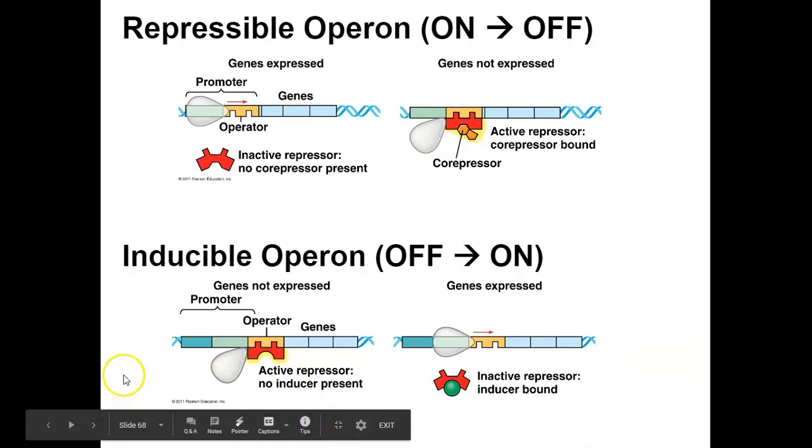Inducible is the opposite. It needs to be induced, so it's off until you turn it on. That repressor is locked in. But when an inducer molecule comes in, it can change the conformation of the repressor and cause it to leave. That will then trigger the transcription of all of the genes that were normally off.